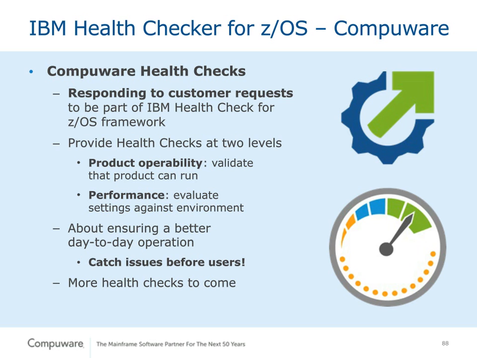To summarize, the Compuware health checks have been added based on feedback from customers who wanted to have visibility of the Compuware tools in the IBM Health Checker. The checks are designed primarily to cover 2 areas: product operability, so basically check that the products run, and performance, to evaluate configuration settings against environment and make recommendations. It's all about trying to improve user experience by catching issues or potential issues before the users do.